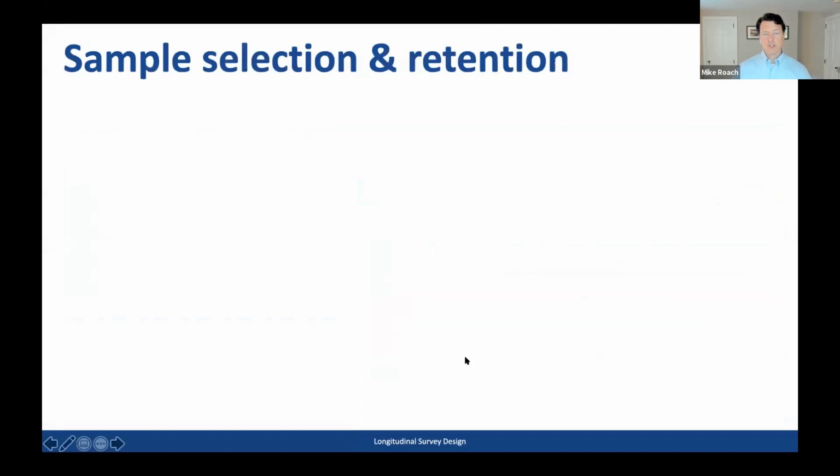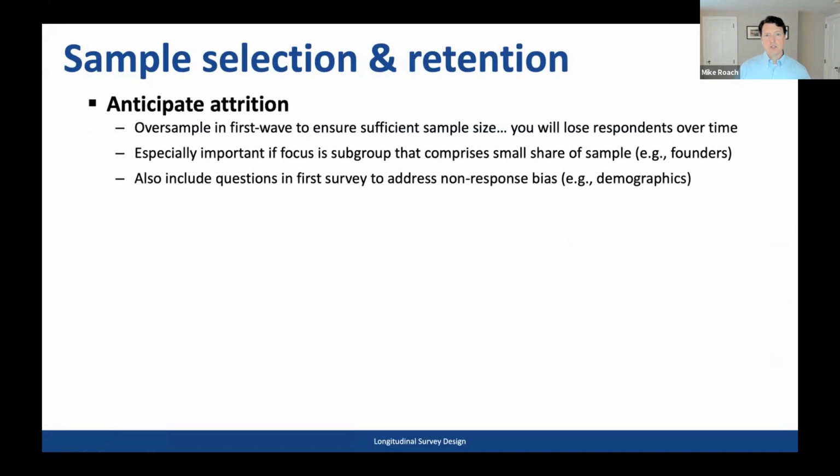So, thinking about sample selection and retention. A lot of the issues that we've talked about already with sampling still apply here. What's a little bit unique here is that you have to anticipate attrition. You're not going to be able to get everybody in the subsequent surveys. So I think you do want to oversample or go broader in the first wave to ensure that you still have a sufficient sample size. You're going to lose respondents, so just plan for that.